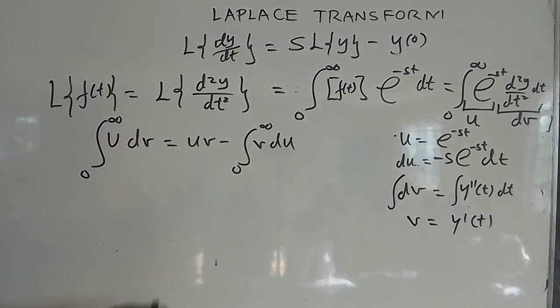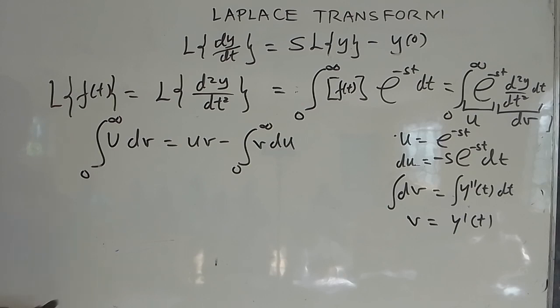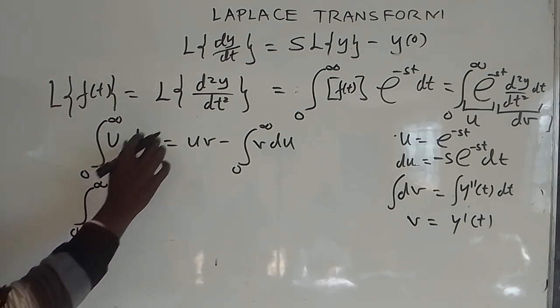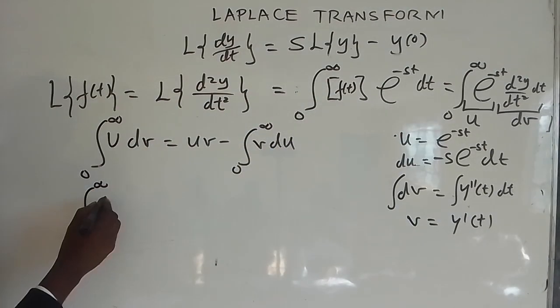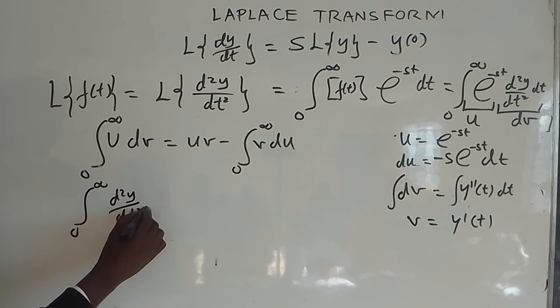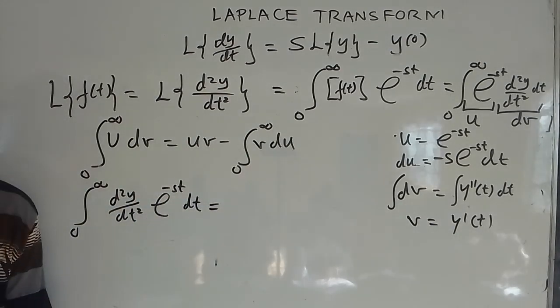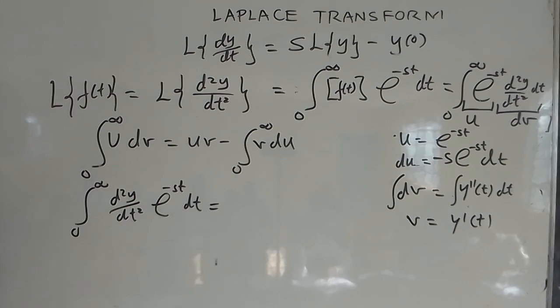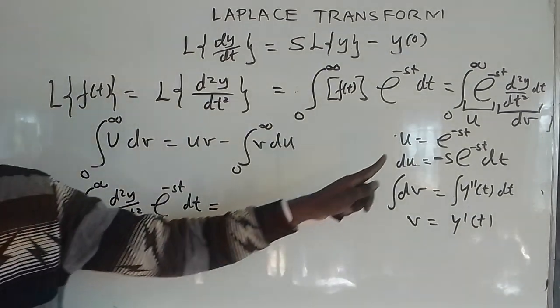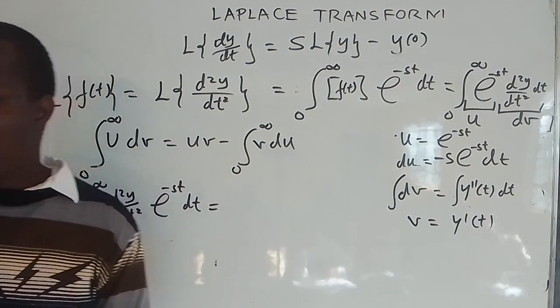So you go on and you substitute the values in your integration by parts formula, isn't it? So we are integrating from 0 to infinity, and u dv is our problem, which is d squared y over dt squared exponential negative st dt, to be equal to uv, isn't it? So u times v, u is exponential negative st, then v is y prime of t.